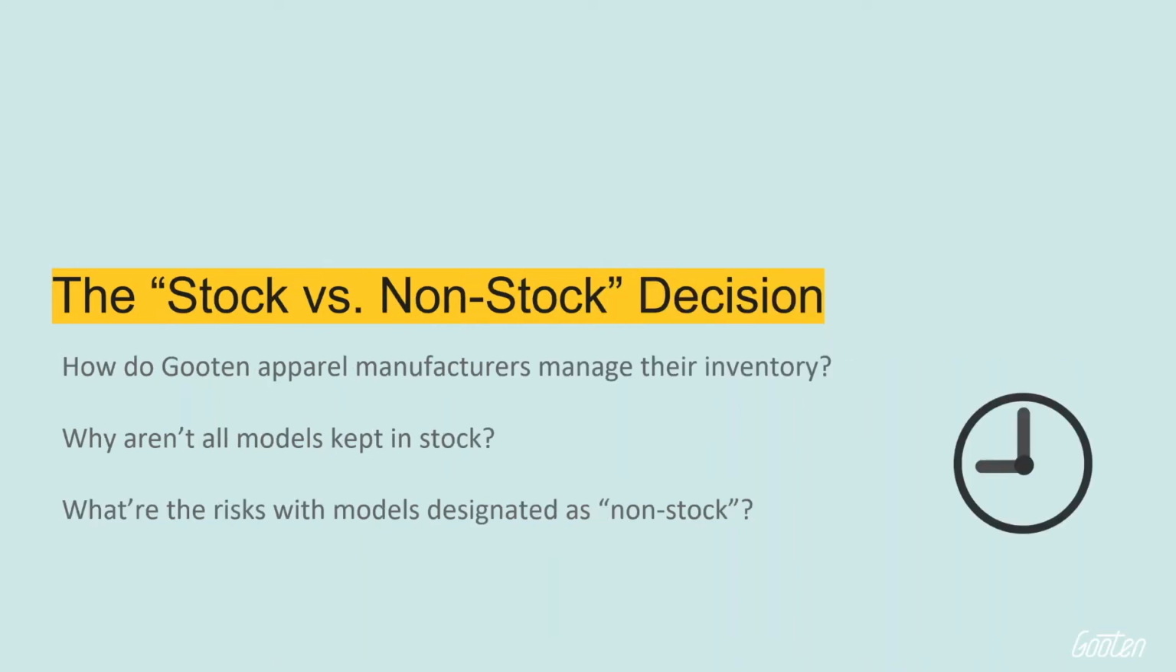So thinking a little bit more about stocking, and I know this is a question that's come up a few times in my conversation with partners. Can you talk a little bit how our apparel manufacturers manage their inventory? Do they keep all of our different apparel models on site in every size or every color? And if they don't, how do they prioritize what to keep, and how does Gutten help with them with that?